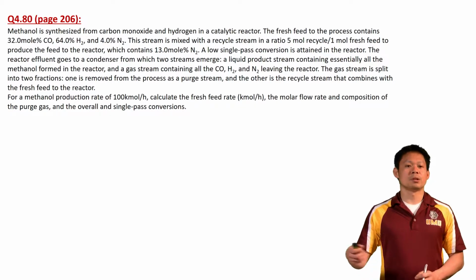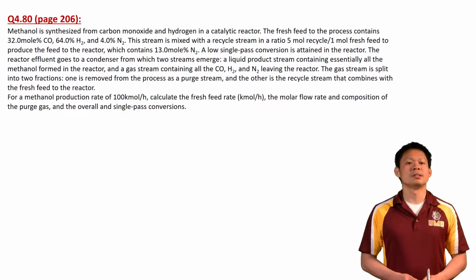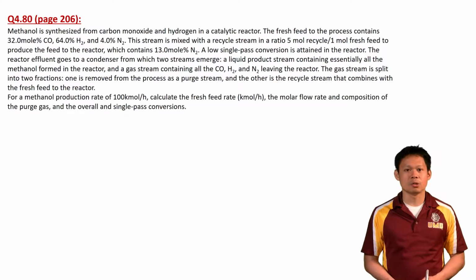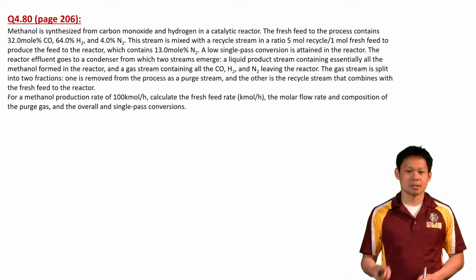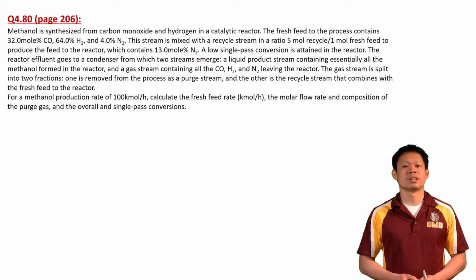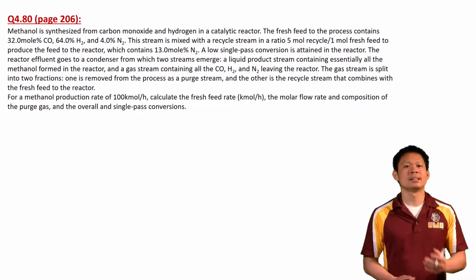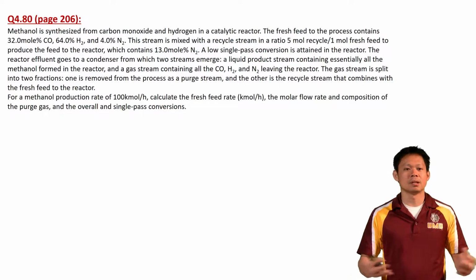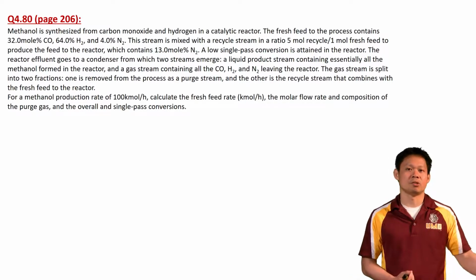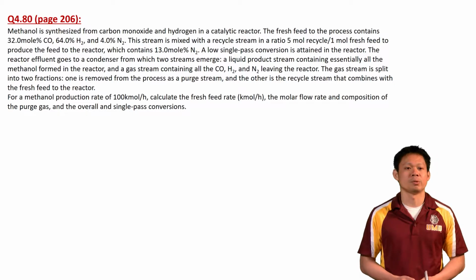The reactor effluent goes to a condenser, which is our separation unit in this case. We have two streams, a liquid stream that has all the methanol, and the gas stream has the unreacted carbon monoxide, hydrogen, and our inert, which is our nitrogen. This gas stream is then split into two streams. We have one that is our purge stream, and the other one that's the recycle stream that combines with our fresh feed. So just going through this, you'll see that it's a pretty typical skeleton that we have drawn earlier in our example as well.